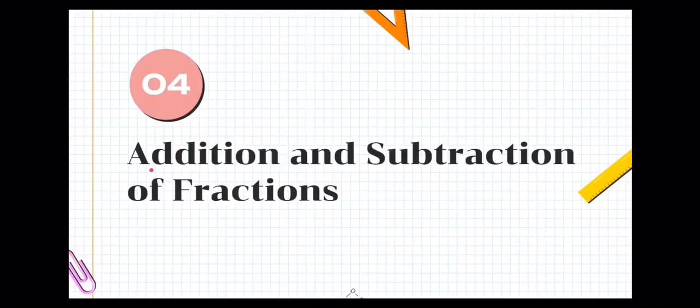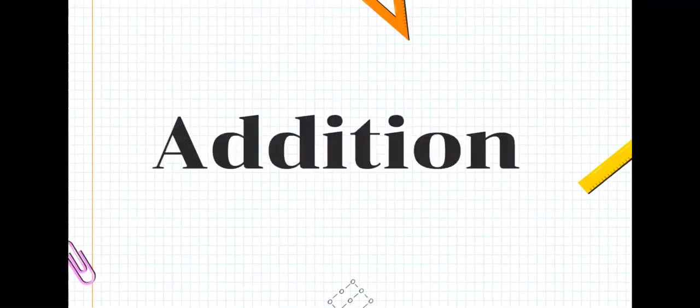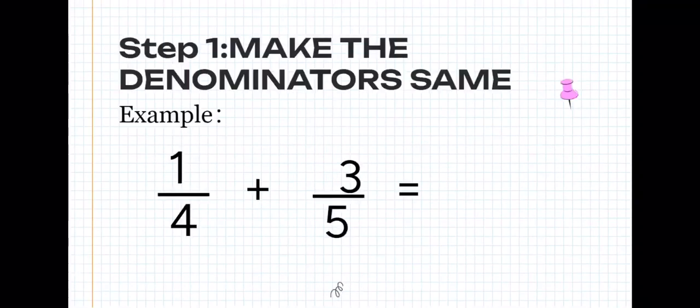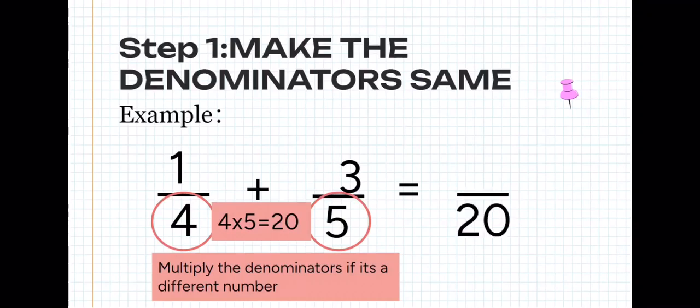Addition and subtraction of fractions. Addition. Step 1. Make the denominator the same. The denominator of 1 over 4 is 4 and of 3 over 5 is 5. So obviously it's a different number, so multiply the denominators if it's a different number. 4 times 5 equals 20, and then write 20 down there.